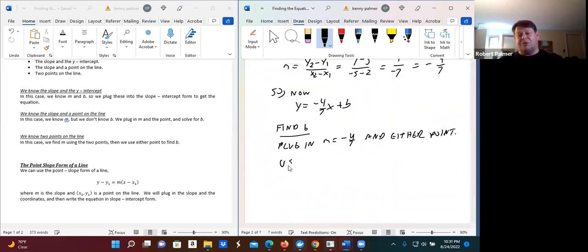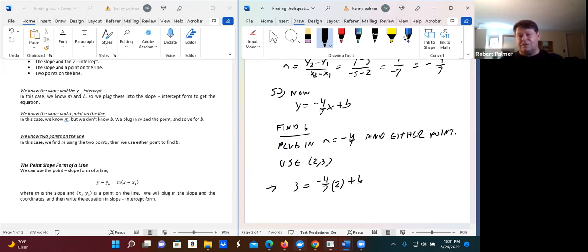So I'll just use the first one, though I'm not sure which one is going to be easier necessarily. I'll just use (2, 3). So we plug all those in. y is equal to 3, and that is equal to -4/7 times x, which is 2, then plus b.